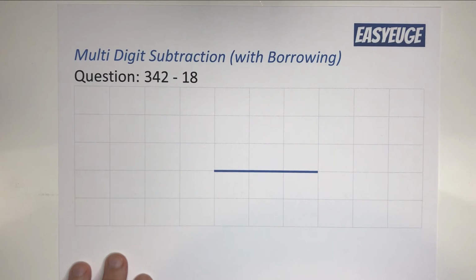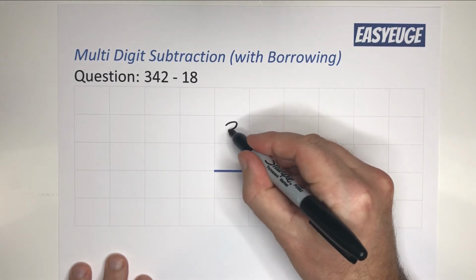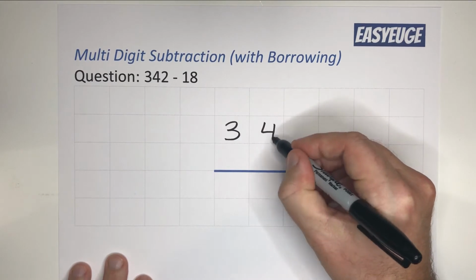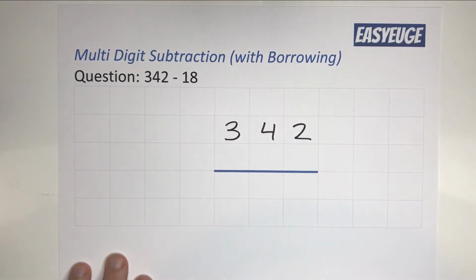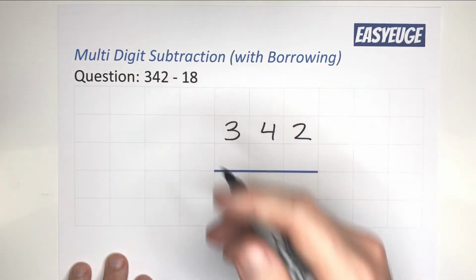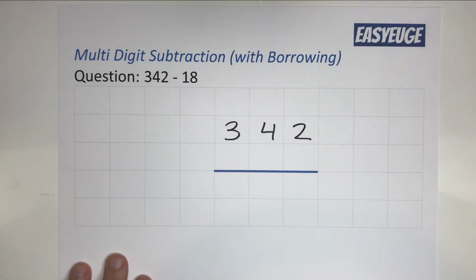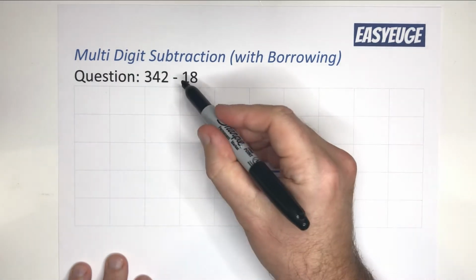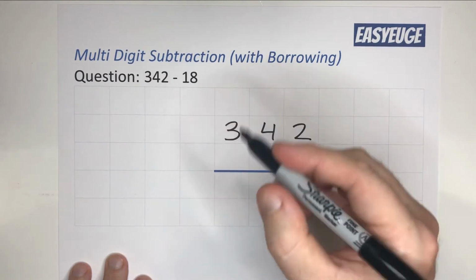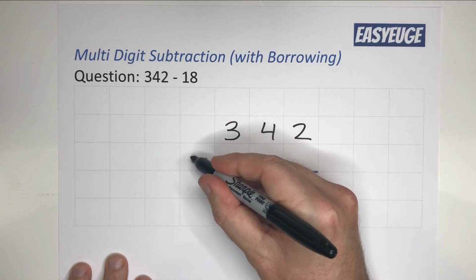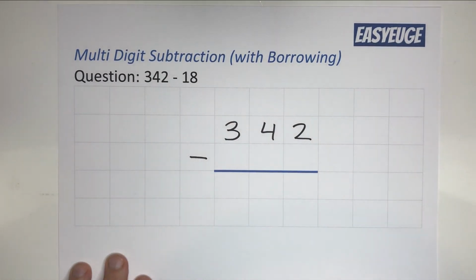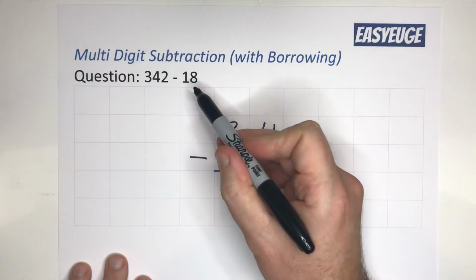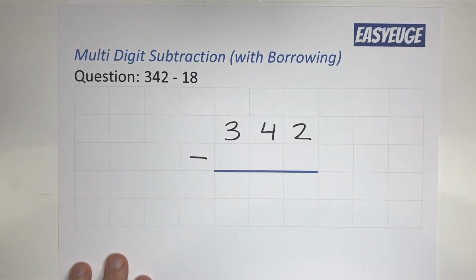First thing we do is let's start writing it down. Let's put the big number here, 342. That's the first number in the question, so it's the first number that we write down. And we're going to take away or subtract. So let's show that symbol. Subtract 18.